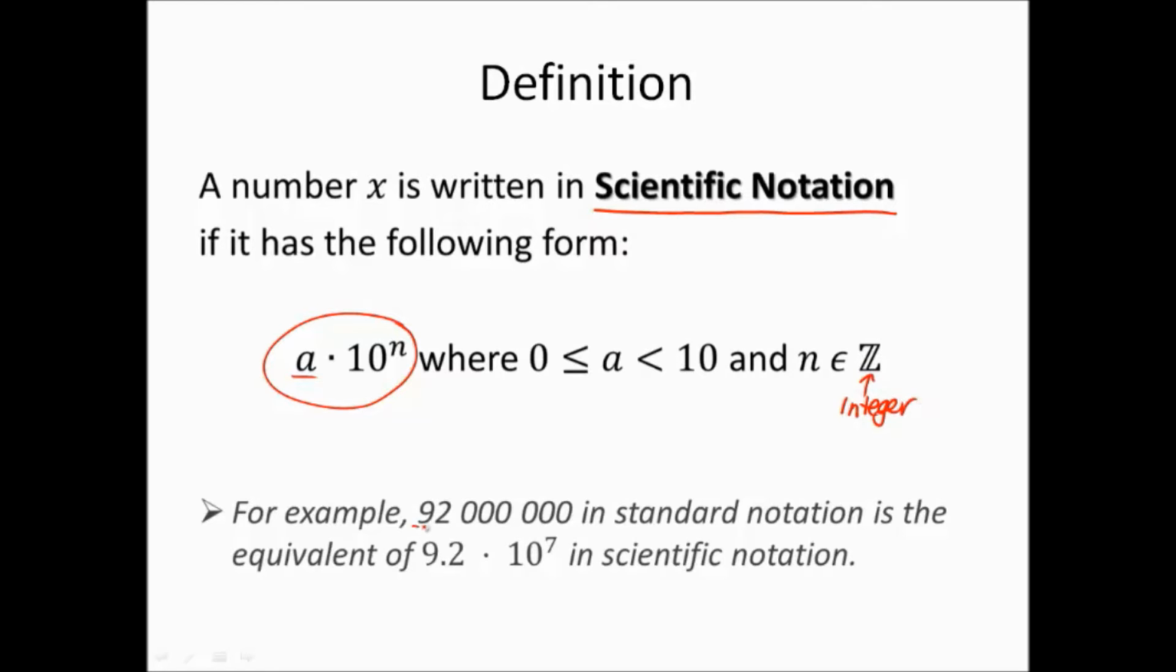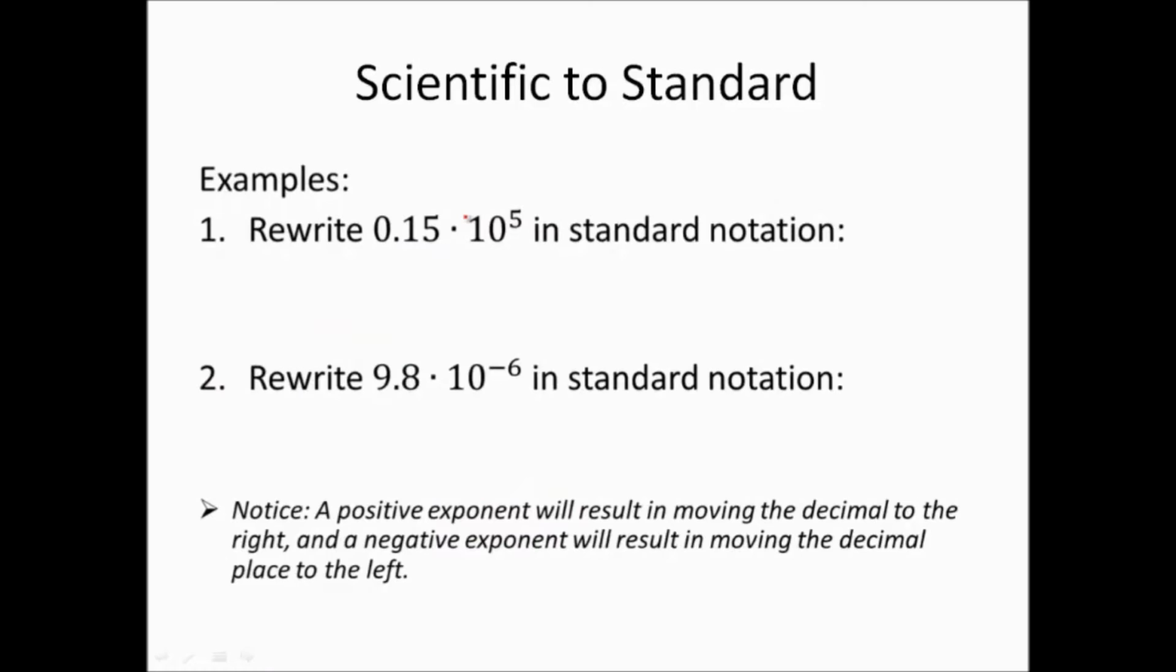For example, this number here, written in standard notation, would be written as 9.2 times 10 to the 7, because if you multiplied 9.2 by 10 7 times over and over again, it would move the decimal forward 7 places, leaving you with 92 million. Let's look at some examples. These examples are asking us to convert a number in scientific notation into standard notation, which is a regular number.